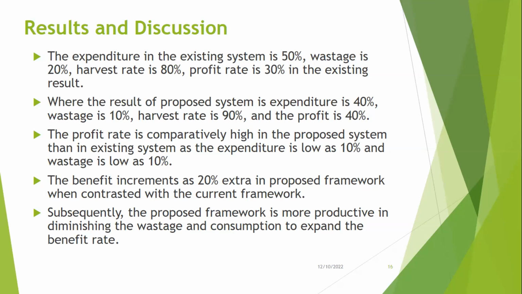So hence we say that the profit rate is comparatively high in the proposed system than in the existing system, as the expenditure is lower by 10% and the wastage is lower by 10%. The benefit increases by 20% extra in the proposed system when compared to the current system. Subsequently, the proposed system is more productive in reducing the wastage and expenditure to increase the profit rate.